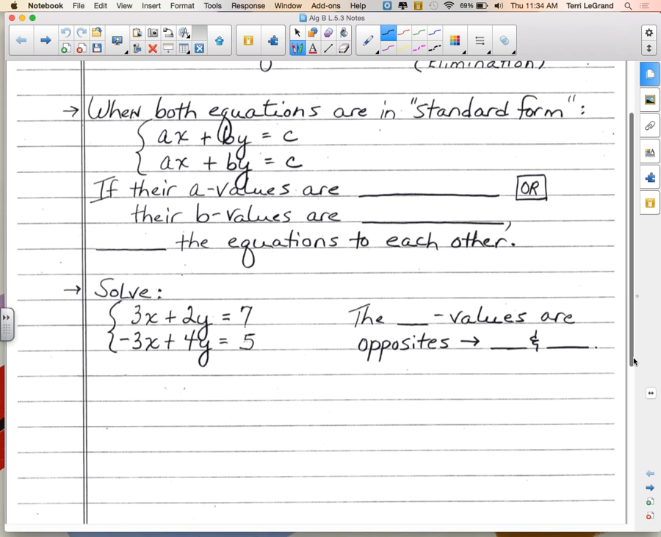Standard form. What's true when equations are in standard form? Anybody remember what's true when our equations that have x's and y's in them are in standard form? For a linear equation in standard form, what's true? Oh my goodness, it's staring you right in the face on the notes. Come on. Okay, it's ax plus by equals c.